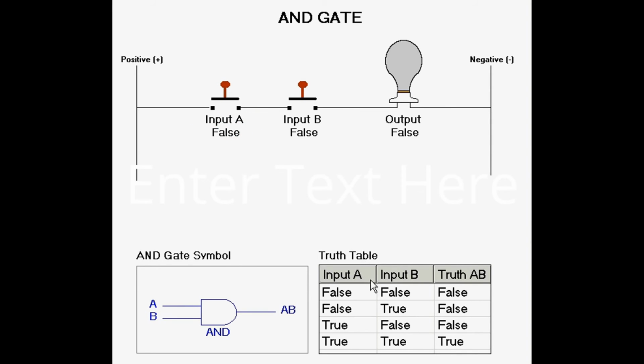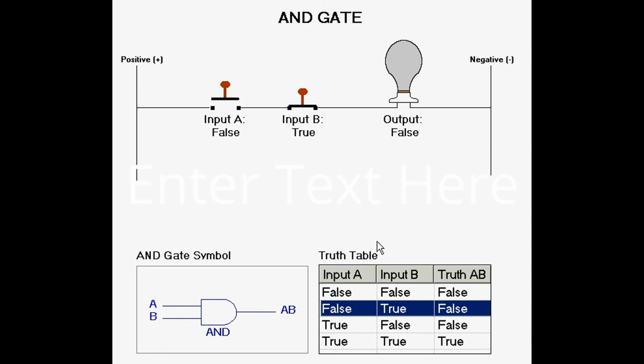Here in the truth table, you can see that both inputs A and B have a status of false, and the result of the output is also false, or 0. But when the values of the switches are false and true, as you can see with input B now true, the output is still false.